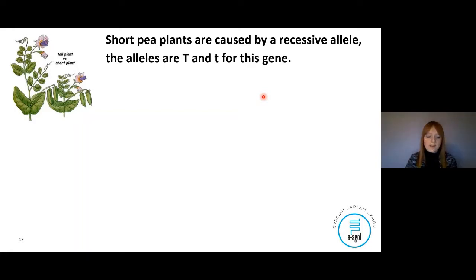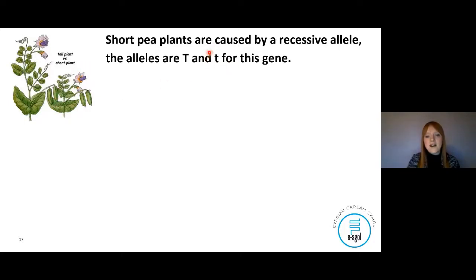Okay, so Mendel was a very famous scientist that looked at inheritance, and one of the famous experiments that he did was to cross short pea plants with tall pea plants. So these are peas in a pod, look, and these are the plants that they grow on. So short pea plants, so this one here, is caused by a recessive allele.